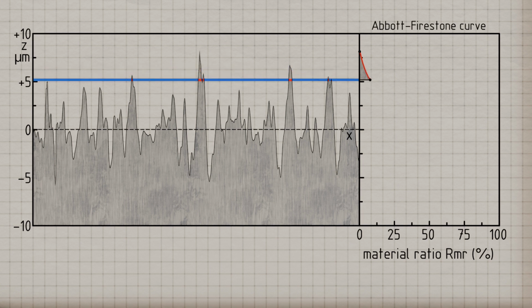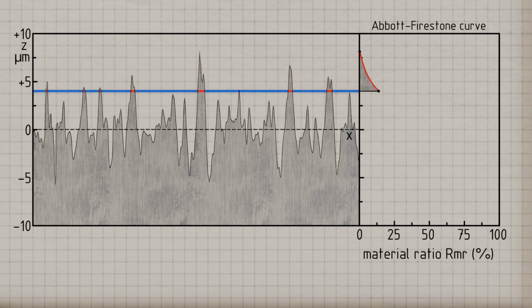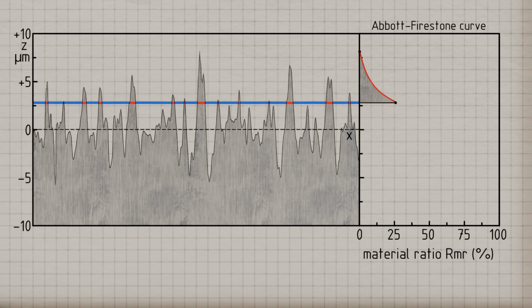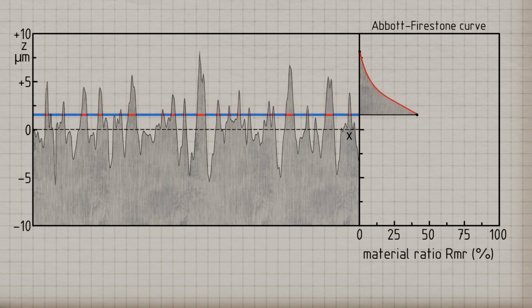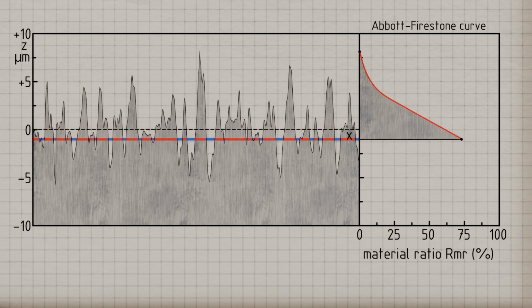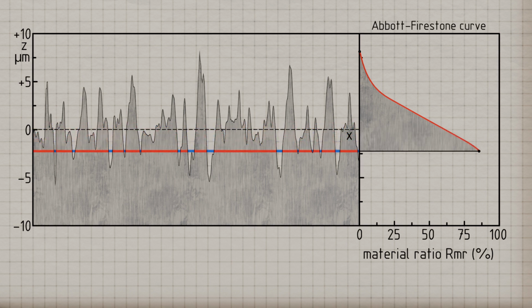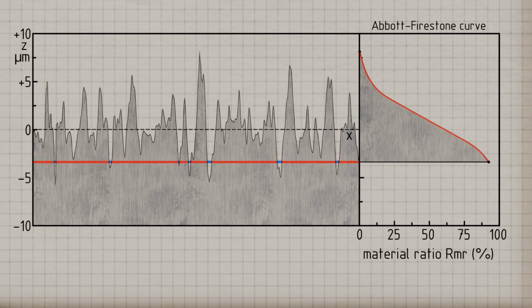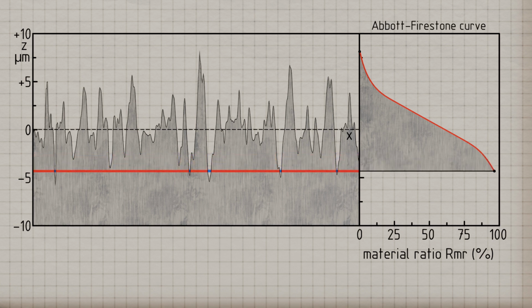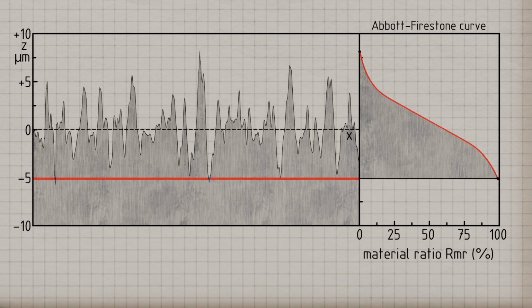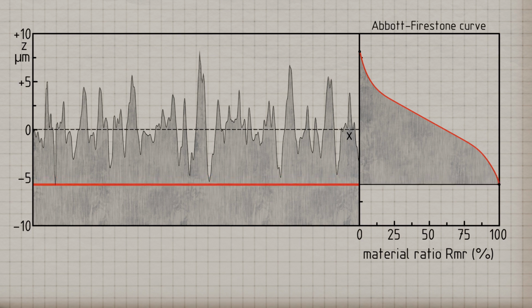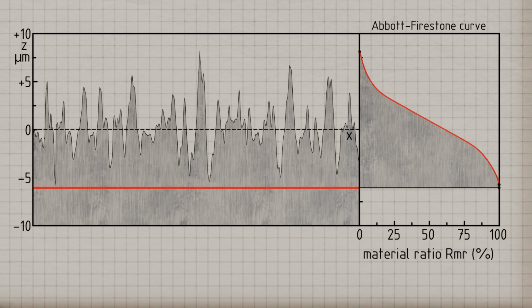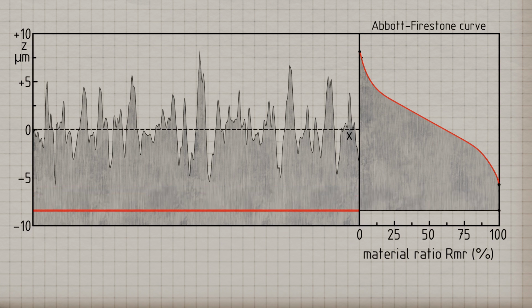At first, the material ratio is relatively low because only individual profile peaks bear the load. As the depth increases, the bearing ratio steadily grows and the curve gradually transitions into a straight line. Sooner or later, only a few deep grooves remain, which do not contribute to the bearing material. At this point, the increase in the bearing ratio slows down again. This way, the depicted material ratio curve is obtained, which is also known as the Abbott-Firestone curve.